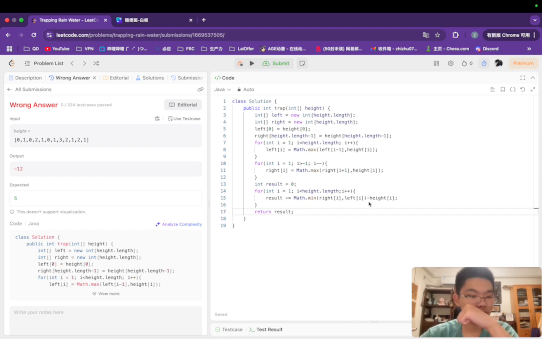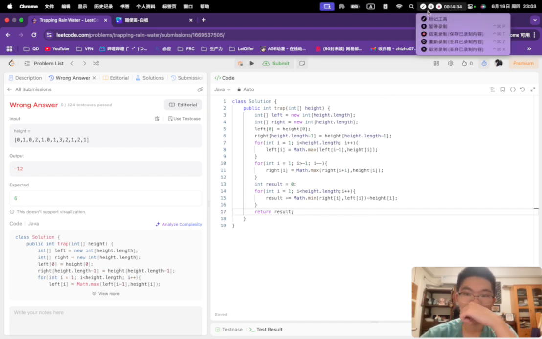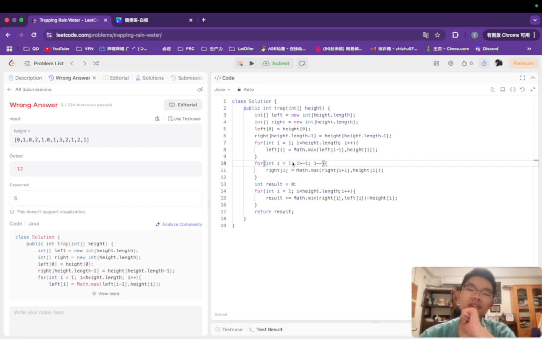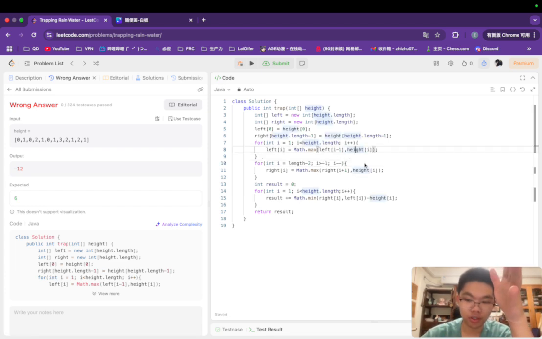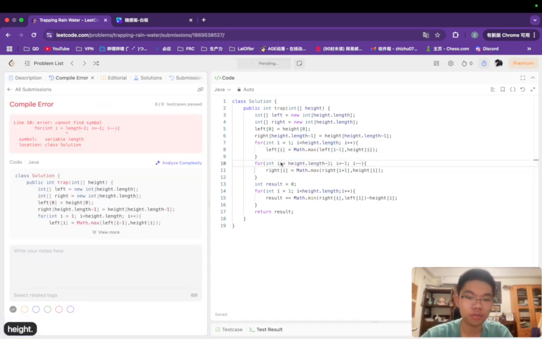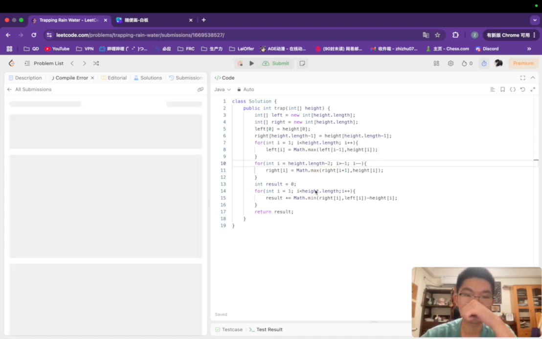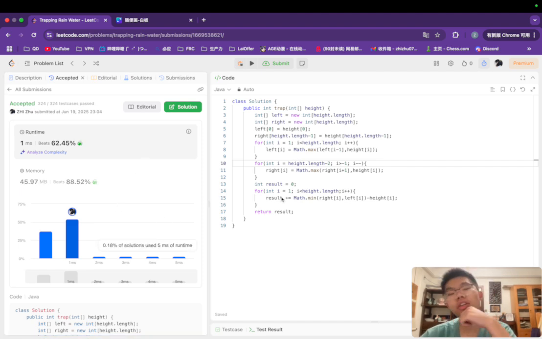Well, here's an issue here. I'm just too lazy, kind of. I'm just copying everything, and here it should not just start from 1. Instead, it should start from the second last element in the array. Oh, sorry, it's gonna be height dot length. Right. Height dot length. Right, okay, here we solve this problem in 1 millisecond.